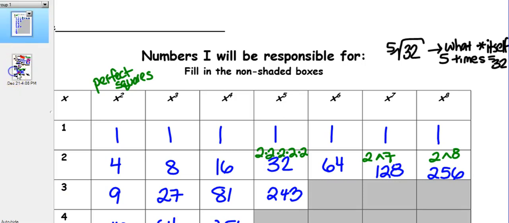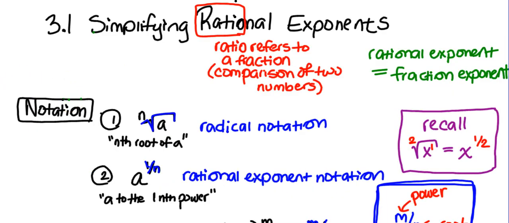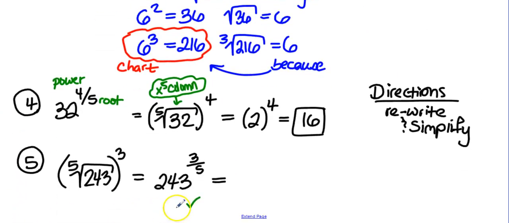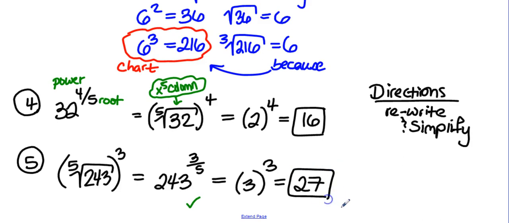Coming back over to our notes. This would be in parentheses 3, because the fifth root of 243 is 3. But I still have to address the third power. 3 to the third, 27. And we're done.